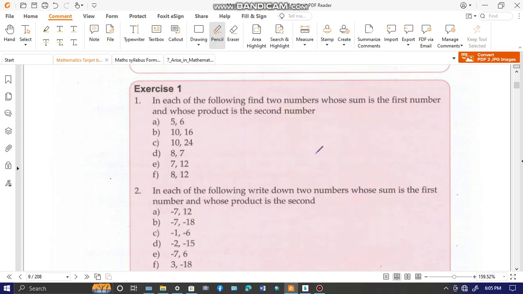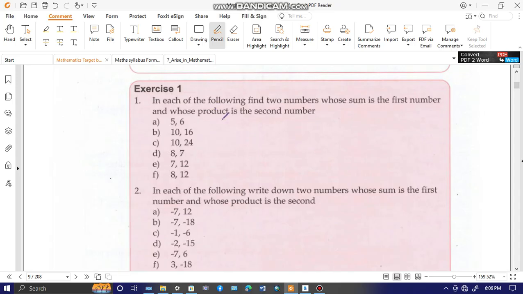Okay guys, there's an exercise here. The purpose of this exercise is to help you get the gist of finding two terms when separating the middle term in factorization. The first question goes: in each of the following, find two numbers whose sum is the first number and whose product is the second number.